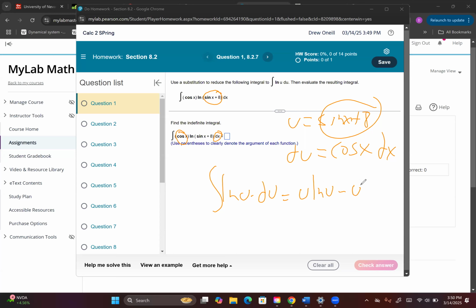The reason I'm not going into why that is what it is, we'll learn later how to find that ourselves. But for now, that's just straight out of the table. Make sure you look in the back and ask, what's the formula for the antiderivative or integral of natural log of u? It's going to tell you this. Then just substitute back u as sine of x plus 8, and you get your answer, okay?